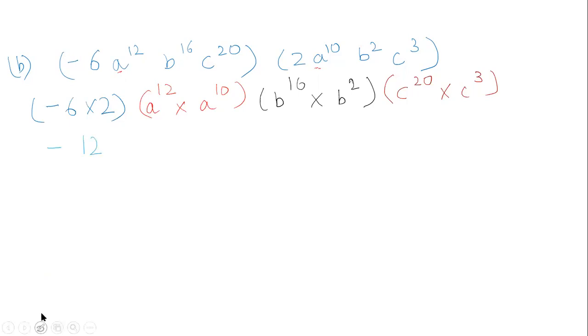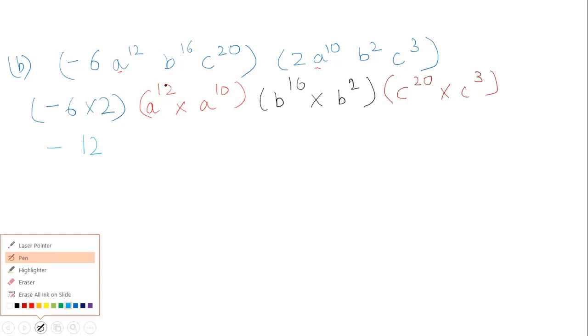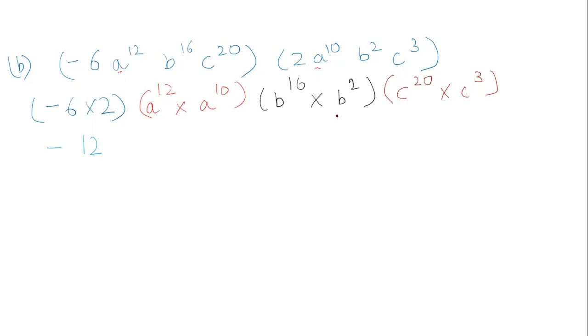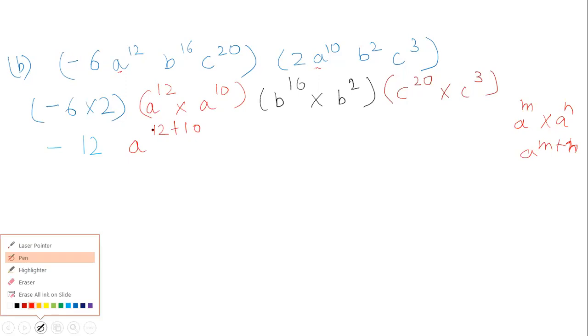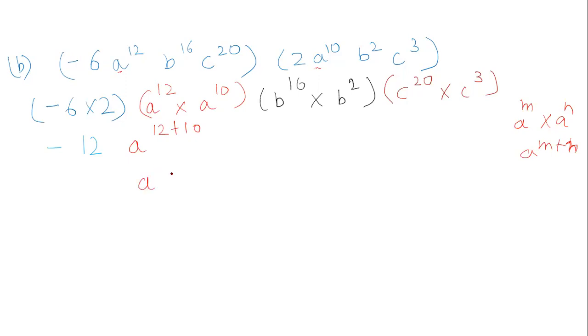अब देखिए स्टूडेंट्स, आपको पता है a raised to the power 12 into a raised to the power 10. तो कौन सा लॉ यूज कर रहे हैं? a raised to the power m into a raised to the power n is equal to, जब सेम बेसिस होंगे तो पावर्स ऐड हो जाती हैं. a raised to the power 12 plus 10. So we are going to get here a raised to the power 22.